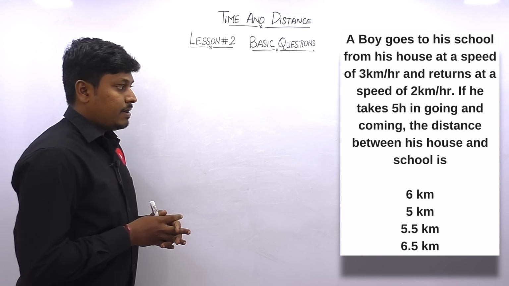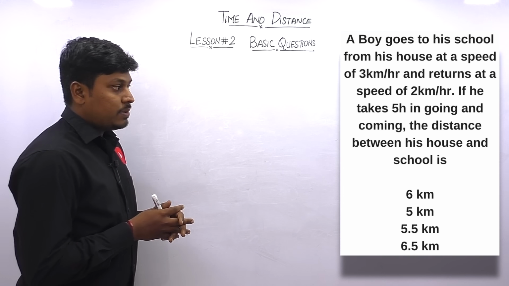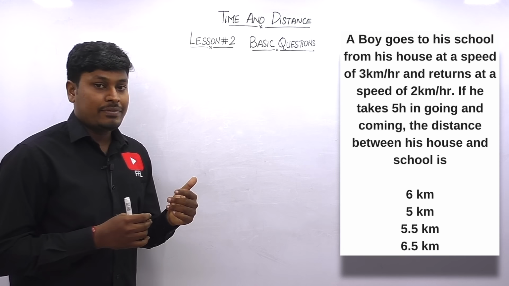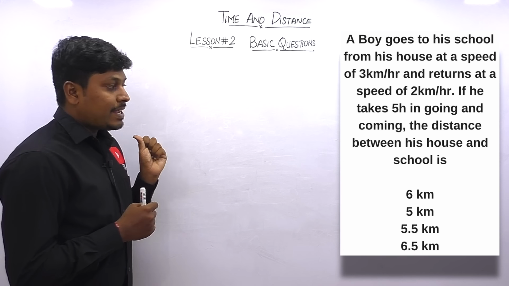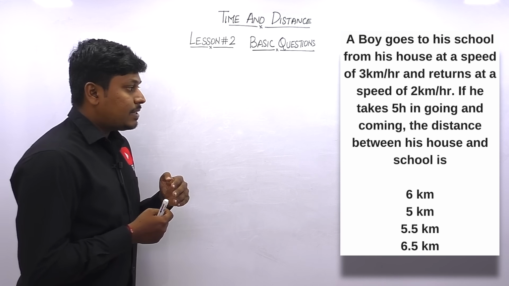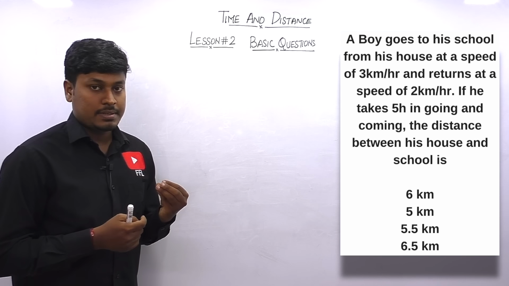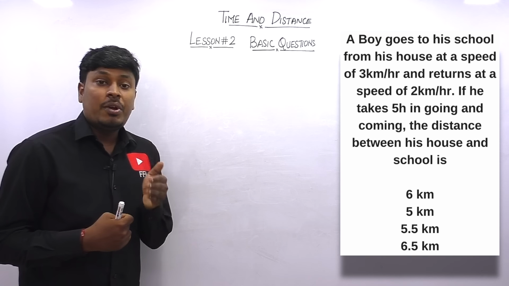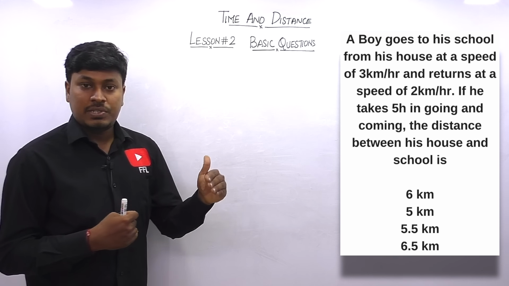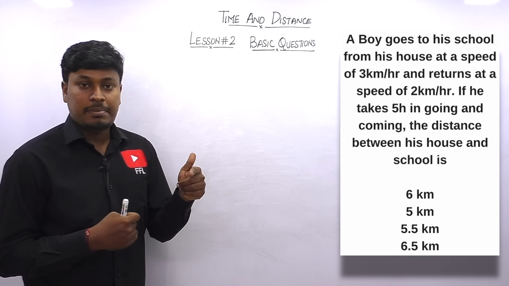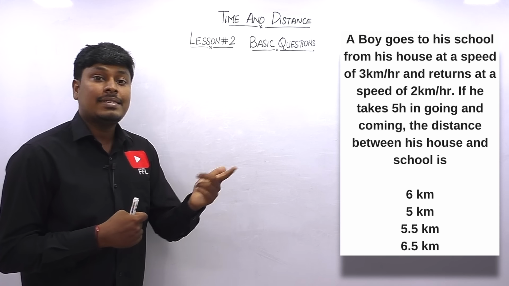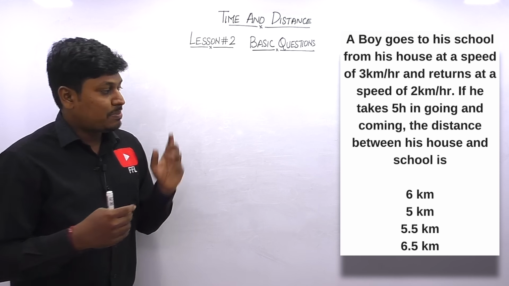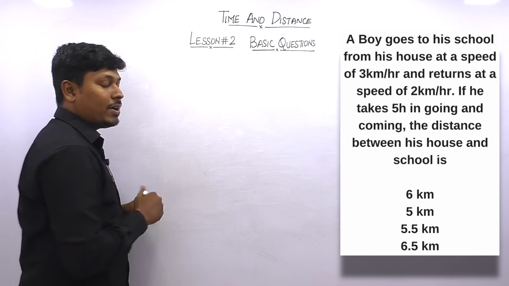Question number 9. A boy goes to a school from his house at a speed of 3 km per hour and returns at a speed of 2 km per hour. If he takes 5 hours in going and coming, the distance between the house and the school is. So our target is to find the distance between school and the house. While going to the school, he goes at a speed of 3 km per hour, but while coming, he is coming only at a speed of 2 km per hour. So in total he takes 5 hours. By using this data, our target is to find the distance.